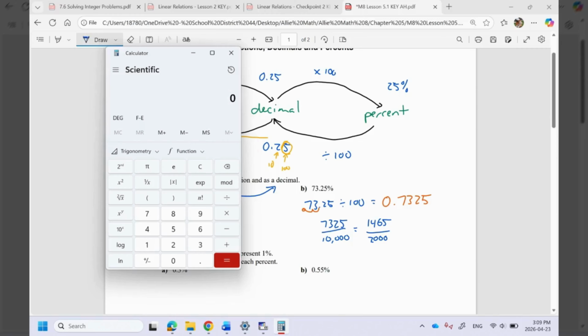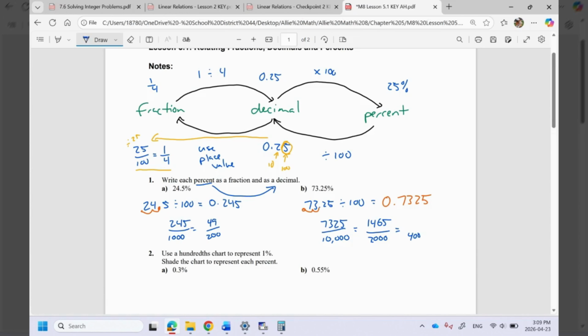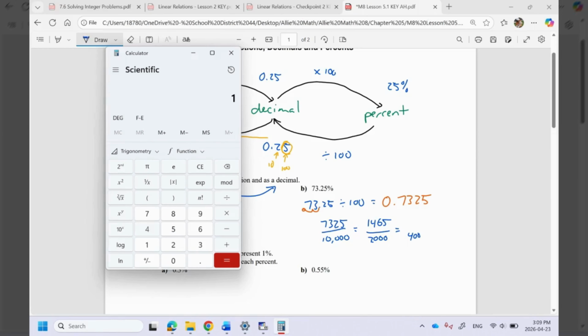I could show you that. 10,000 divided by 5. And now look, they end in a 5 and a 0 again. So let's divide by 5 again. I can do this right now. Divide by 5. We get 400. And 1465 divided by 5 gives us 293.